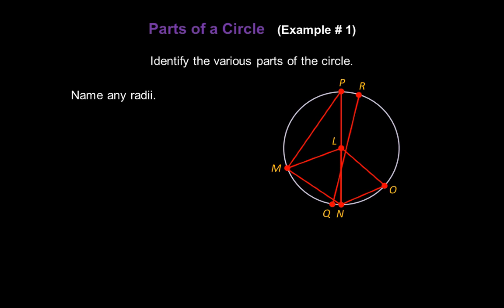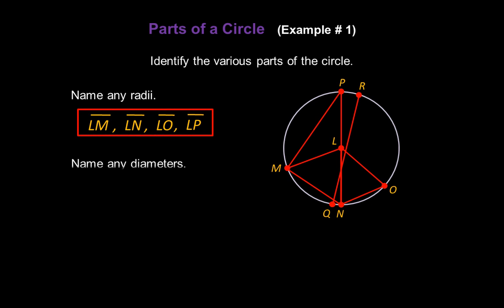Line segment LM is a radius. Line segment LN is a radius. Line segment LO is a radius. And the last one is line segment LP. Those are the 4 radii in this circle.